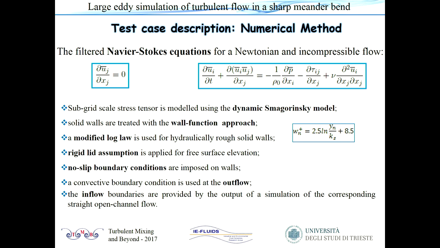No-slip boundary conditions are imposed on walls, whereas the free surface is treated as a horizontal impermeable rigid lid, where free-slip conditions are applied. A convective boundary condition is used at the outflow, and the inflow boundary conditions are provided by the outflow of a simulation of the corresponding straight open channel flow using a periodic condition in the streamwise direction.